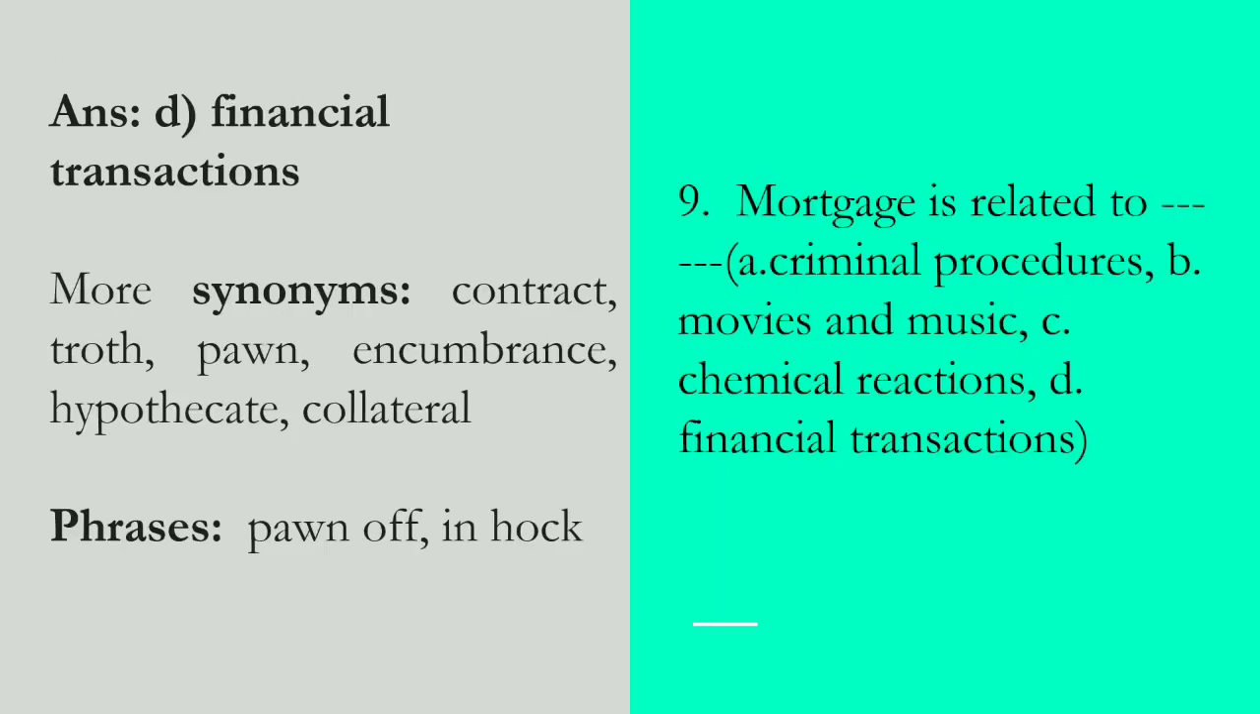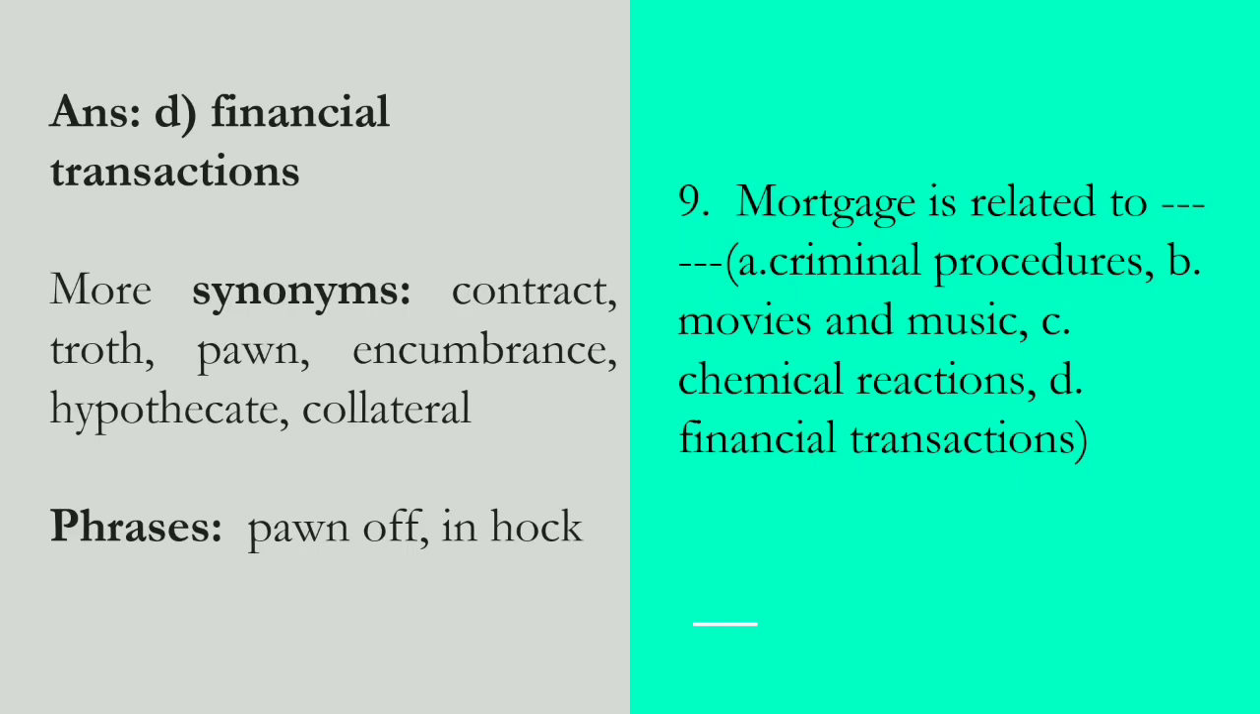Now we'll move on to the ninth question. Mortgage is related to criminal procedures, movies and music, chemical reactions, or financial transactions. So it directly deals with financial transactions. That too comes in the same line, two lines before the last paragraph: I vowed to release her bangles from the mortgage with my own earnings. It is something related to a financial transaction.